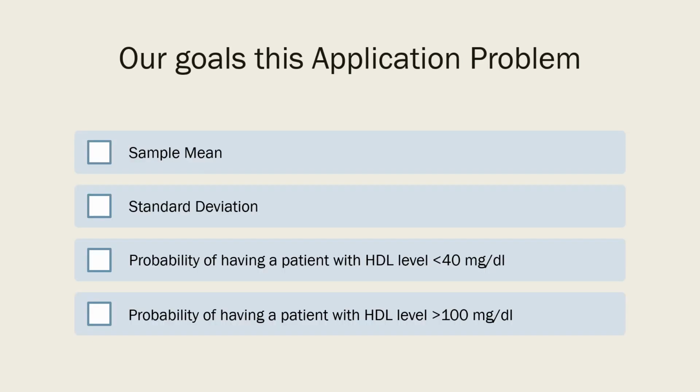Now we have a couple of goals that we want to accomplish for this application problem. First is to find the sample mean. Second, standard deviation. Third, the probability of finding a patient with an HDL level of less than 40 milligrams per deciliter. And then lastly, the probability of having a patient with an HDL level more than 100 milligrams per deciliter, which both of those numbers can lead to higher cardiovascular problems.